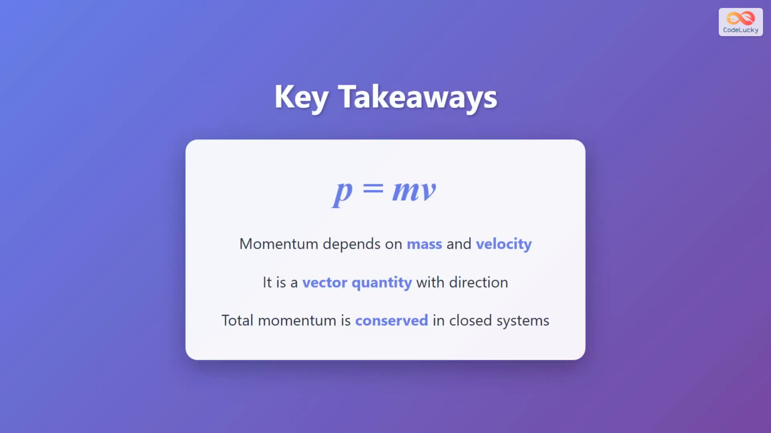Let's review the key points. Momentum, given by P equals mv, depends on both an object's mass and velocity. It's a vector quantity, which means it has both magnitude and direction. And in closed systems, total momentum is conserved, meaning it stays constant before and after interactions. Understanding momentum gives us powerful tools to analyze motion and predict how objects will behave when they interact.